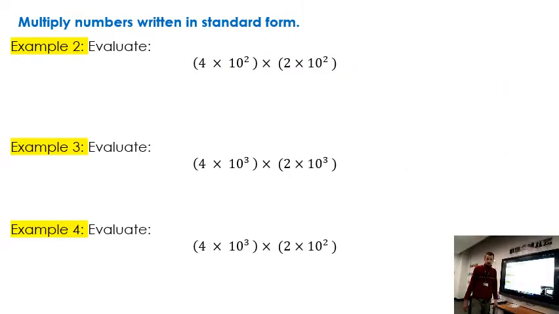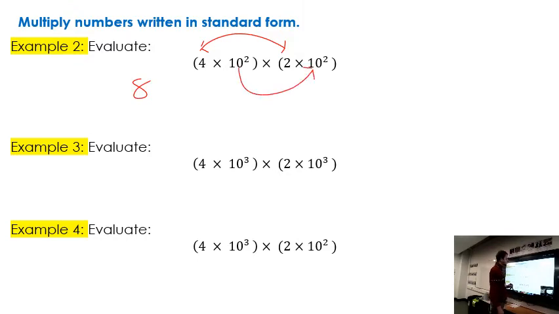Okay, so pause the video and have a go at these questions. Okay, let's kick off. So what we could do is use the commutative property. Firstly we do 4 times 2, so that's equal to 8. And then we can do 10 squared times 10 squared. Since the base is the same, we just add the powers. So this would be 10 raised to 4.